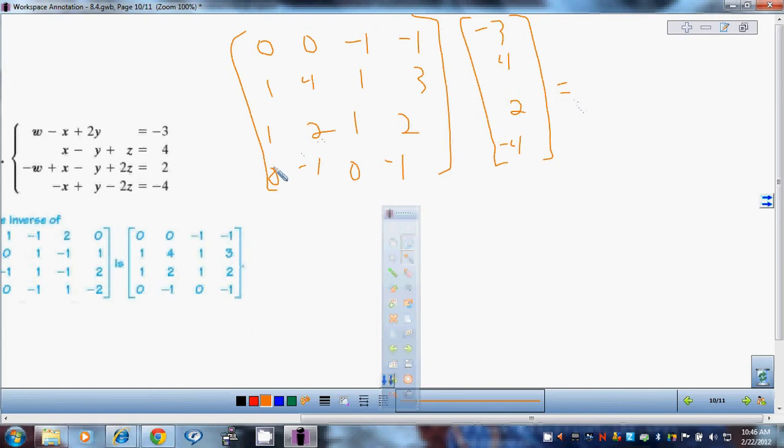Okay. 0 plus 0. Oh, I should mention, we're going to have a 4 by 1 over here. 0 plus 0 minus 2 plus 4 is positive 2. Negative 3 plus 16 is 13. Plus 2 is 15. Minus 12, 3. Go to the next one. Negative 3 plus 8 is 5. Plus 2 is 7. Minus 8, negative 1. 0 minus 4 plus 0 plus 4, 0. Boom. You solve a system of equations.